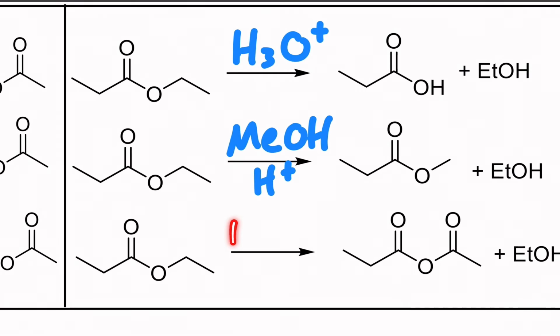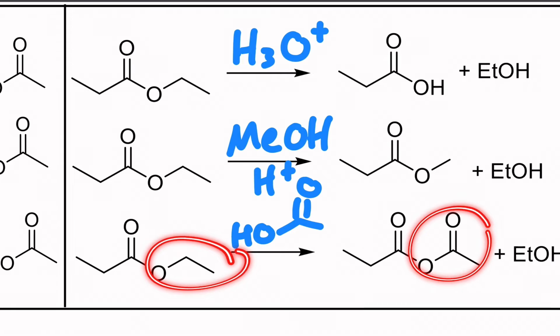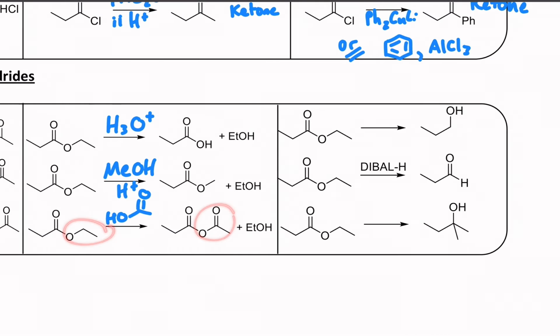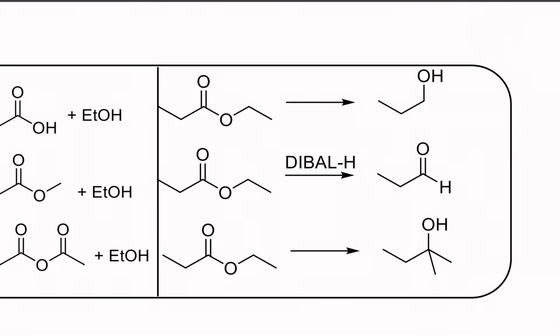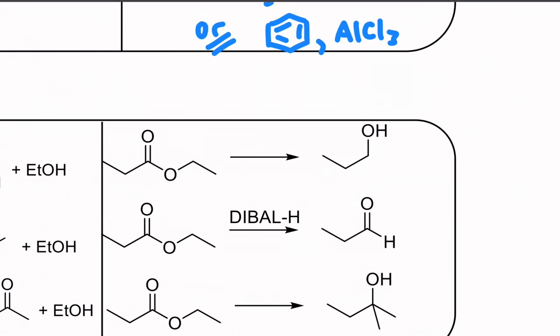And then the last one in this column is a carboxylic acid. That will shake your ester and turn it into a carboxylate. Okay, so a few more with esters. This is also meant to mimic what's up above.